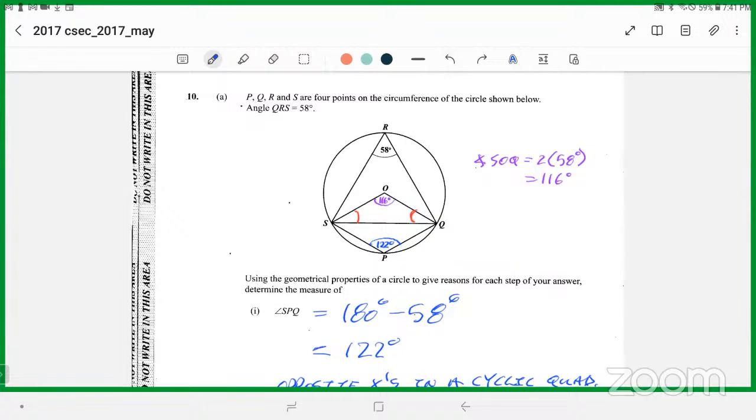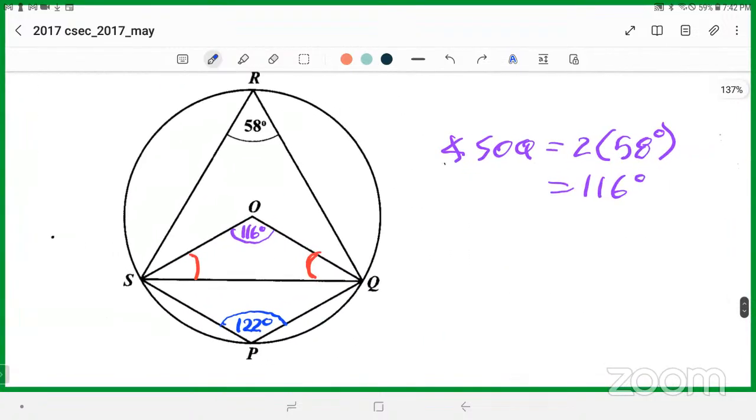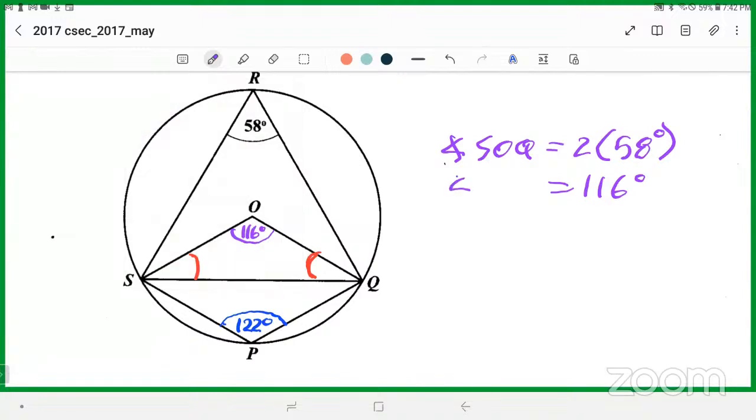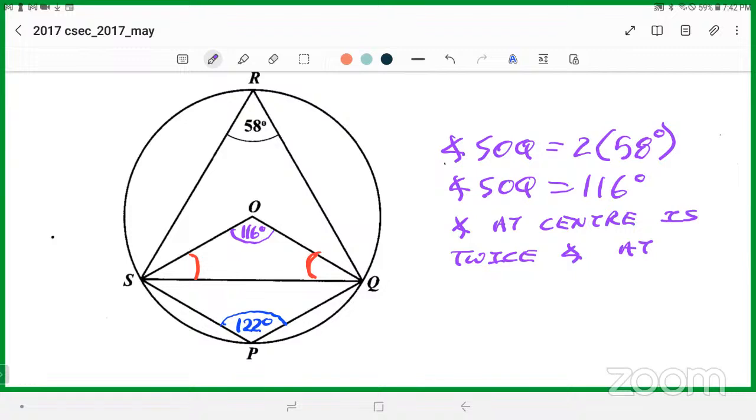We don't have to put the reason, because they didn't ask us for it, but we needed it to get the answer. But if you want to put the reason, you can put it too: angle at center is twice angle at circumference. Let's put it there. Since I said give reason, let's just state everything. So see here, angle SOQ is 116. Angle at center is twice angle at circumference.